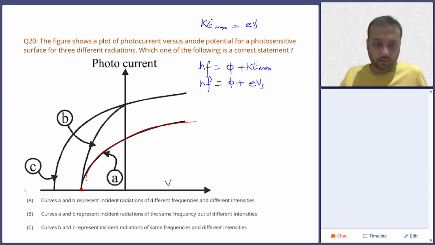So the statement that curves A and B represent different frequencies is wrong. Curves A and B represent the same frequency but different intensity. This is correct. Then we can also talk about B and C.